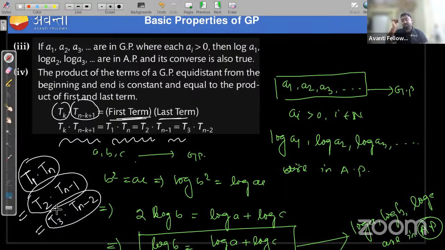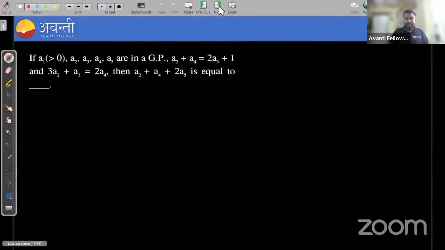If you choose the first term of a GP and the last term of the GP and multiply those two terms, and then choose the second term and the previous of the last term and multiply both, you will get the same product in both multiplications. Is that clear to everyone? These are some basic properties of GP. Clear? Chalo, let's move to the next thing.